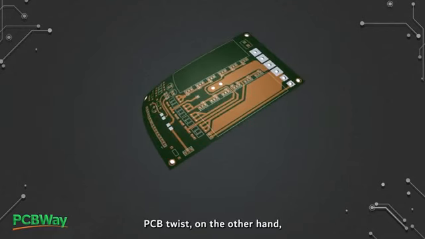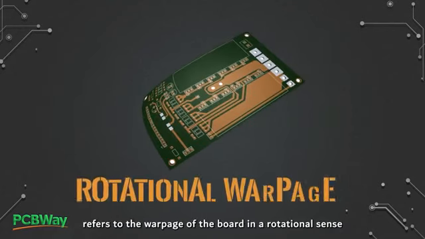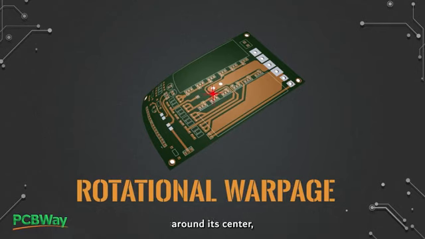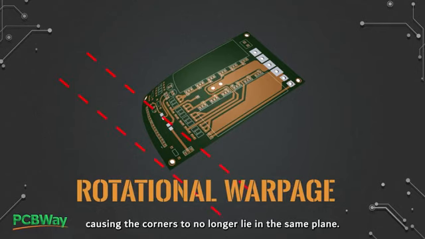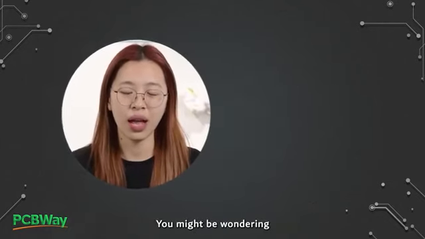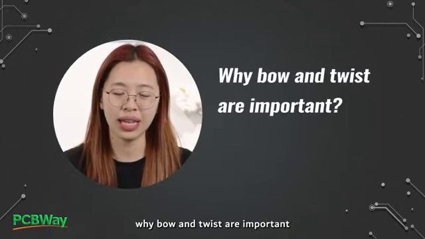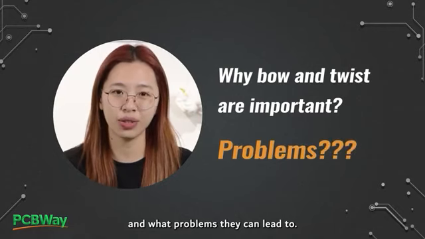PCB twist, on the other hand, refers to the warpage of the board in a rotational sense around its center, causing the corners to no longer lie in the same plane. You might be wondering why balances are important and what problems they can lead to.